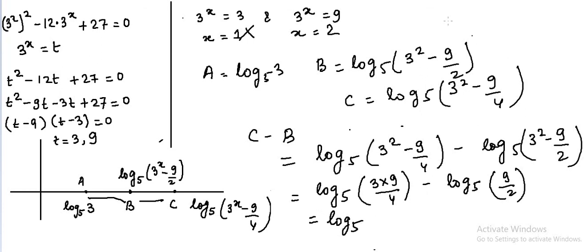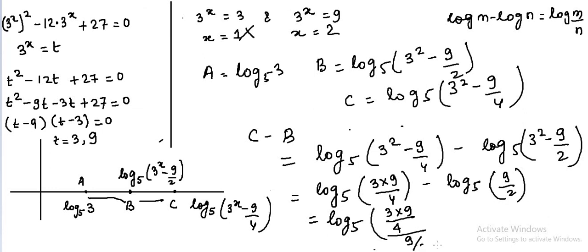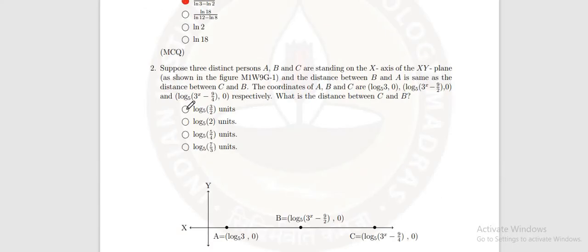Now you know the formula that log m minus log n is equal to log m by n. We will be applying this formula here. So this will be 3 into 9 by 4 divided by 9 by 2. Now cancel out this term, cancel out this term. So the value that you are going to obtain is log base 5 of 3 by 2. And the correct option is option A.